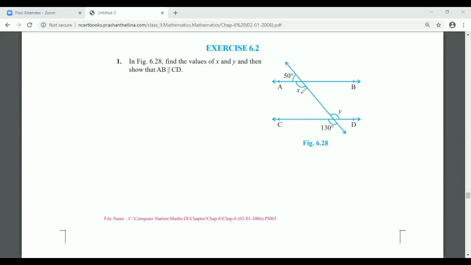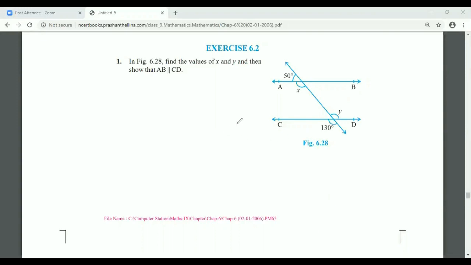So here we have a figure and we have to show that line AB is parallel with CD. A transversal is also given, and this transversal is making two angles which are named X and Y. So we have to find the values of X and Y. Here two measurements are already given: 50 degree and 130 degree.